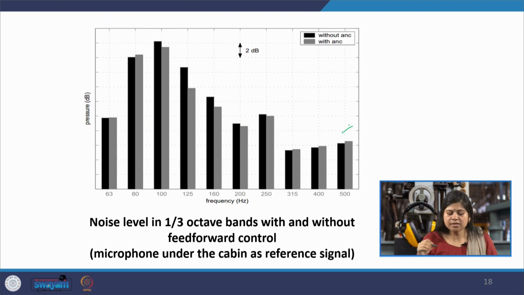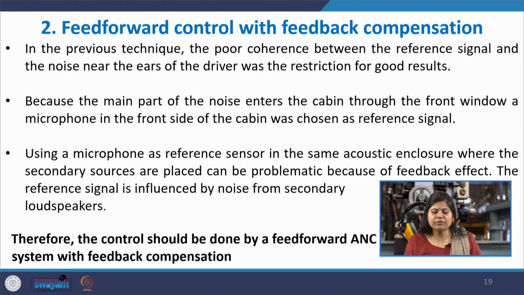Okay. This is another representation of the same result. You can see that here you have more effectiveness in these two areas, whereas in the rest of them the feed forward was not as effective. So, then feed forward control with feedback compensation was implemented.